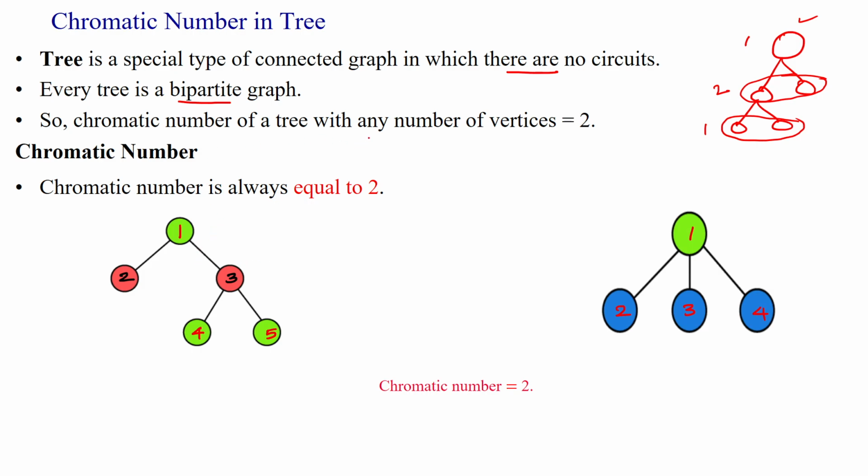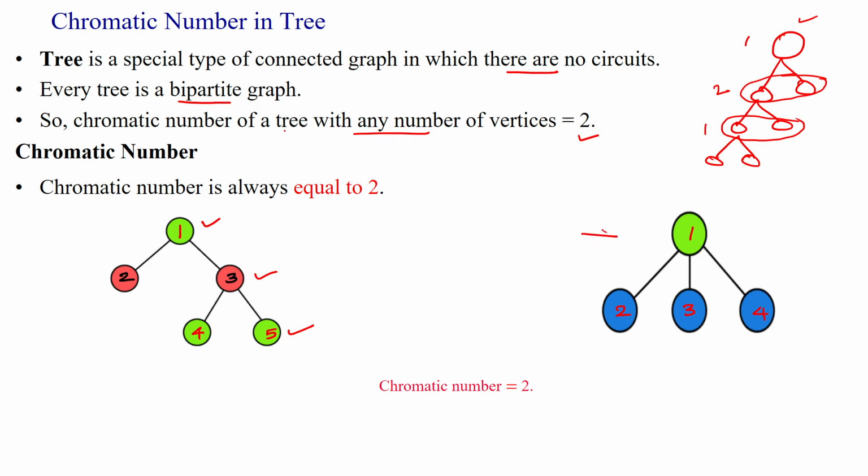The chromatic number for a tree with any number of vertices is 2, because again it will keep on going, and there will not be any connectivity between these two vertices. So the chromatic number for the tree is 2, because we are applying different colors to all the nodes available in different levels of the tree, that means different heights of the tree.